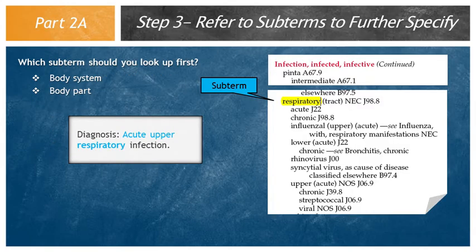As you may recall, the subterms in this case study are acute, upper, and respiratory. So which subterm should you look up first? Quite often the subterm listed under the main term is a body system or body part. In this case, the infection is in the respiratory system. Pause the presentation to locate the subterm respiratory.